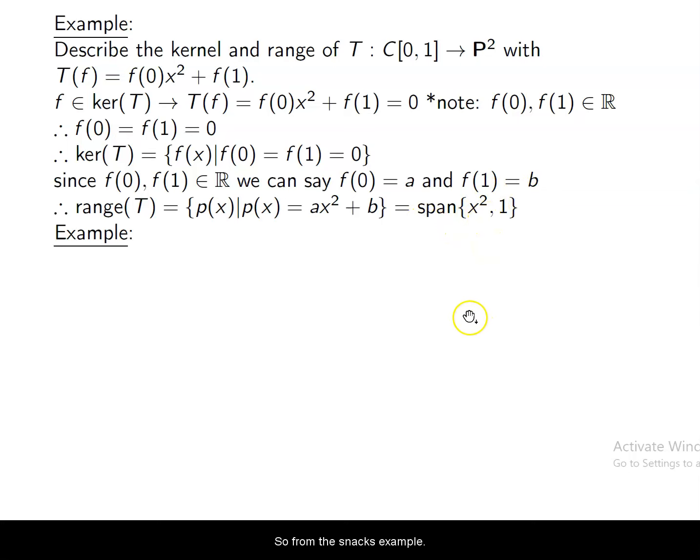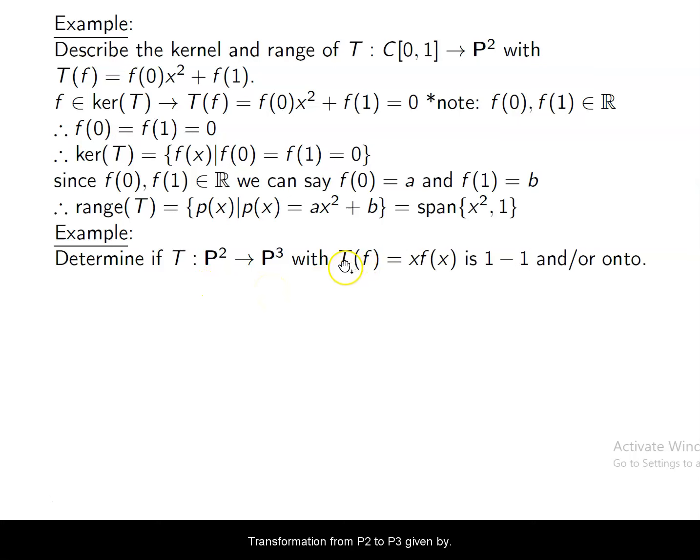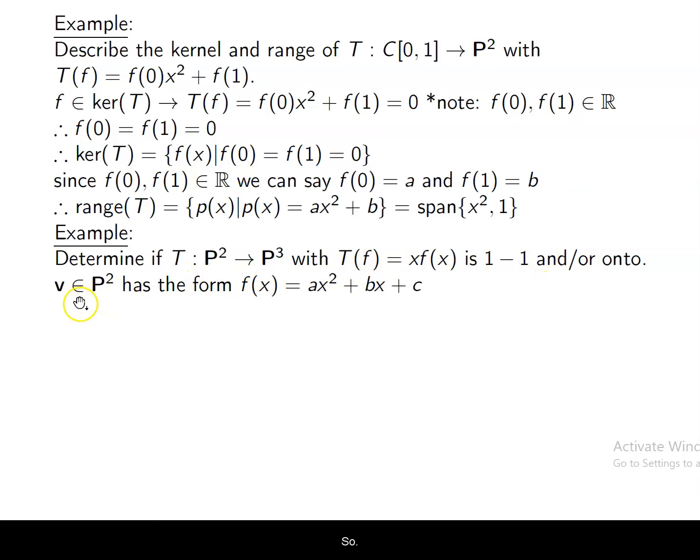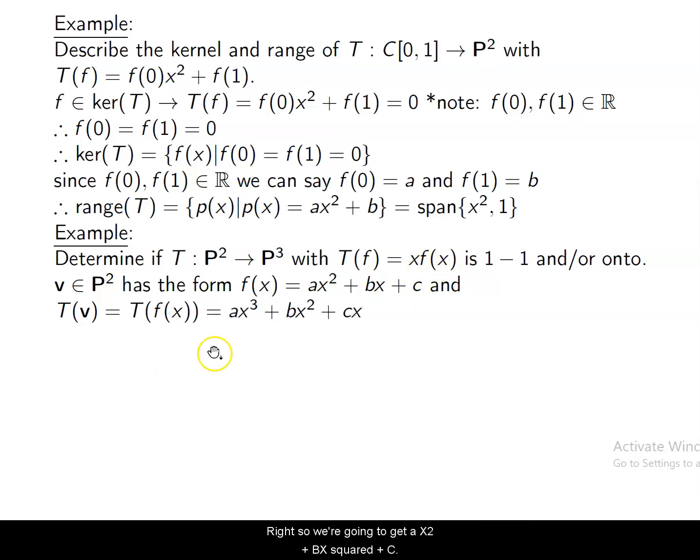Okay, so for this next example, we want to determine if the transformation from P2 to P3 given by plugging in a function f and multiplying it by x is 1-to-1 or onto. Again, obviously this function here is a polynomial function, not just a regular function. So v in P2 has the form of f of x equals ax squared plus bx plus c. When we transform a vector, we're just taking this general form and multiplying it by x, right? So we're going to get ax cubed plus bx squared plus cx.